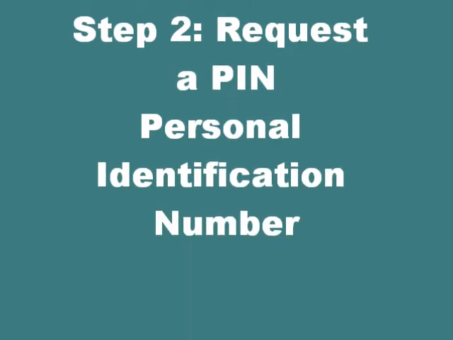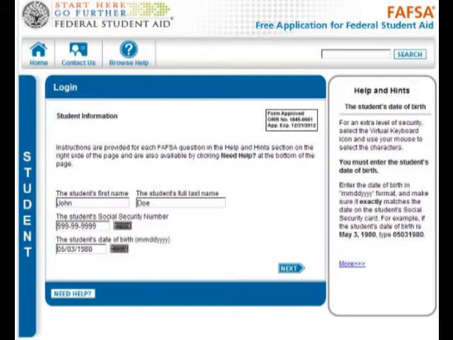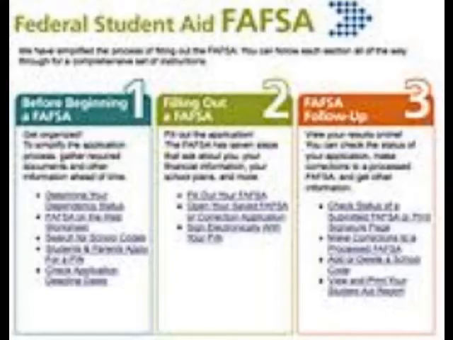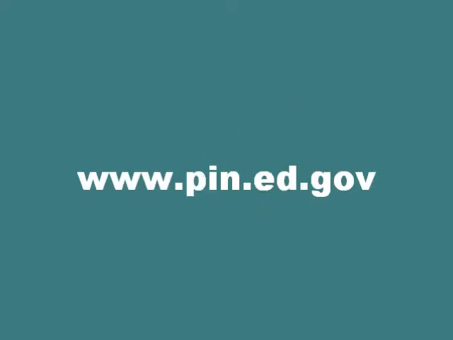Step 2. Request a PIN. A personal identification number, or PIN, is required for the FAFSA. You and one of your parents can request a PIN from the U.S. Department of Education. With the PIN, you can apply and electronically sign the FAFSA online, check the status of your submitted FAFSA, and make corrections. Visit www.pin.ed.gov.